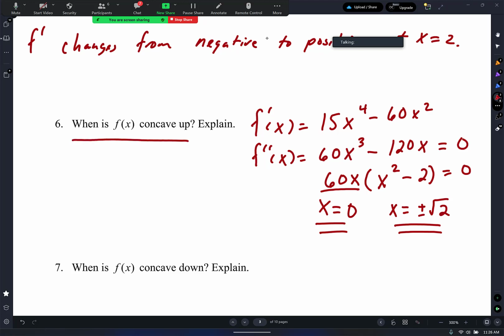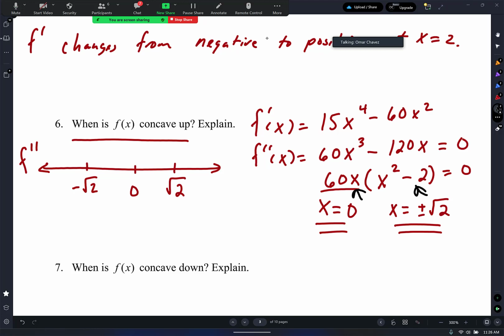All right, so here we go. I'm going to do my number line. I'm going to title this f prime prime. I'm going to go negative square root of 2, 0, and square root of 2. So catch up to there. And I'm going to plug values into this guy, because it's probably easier.